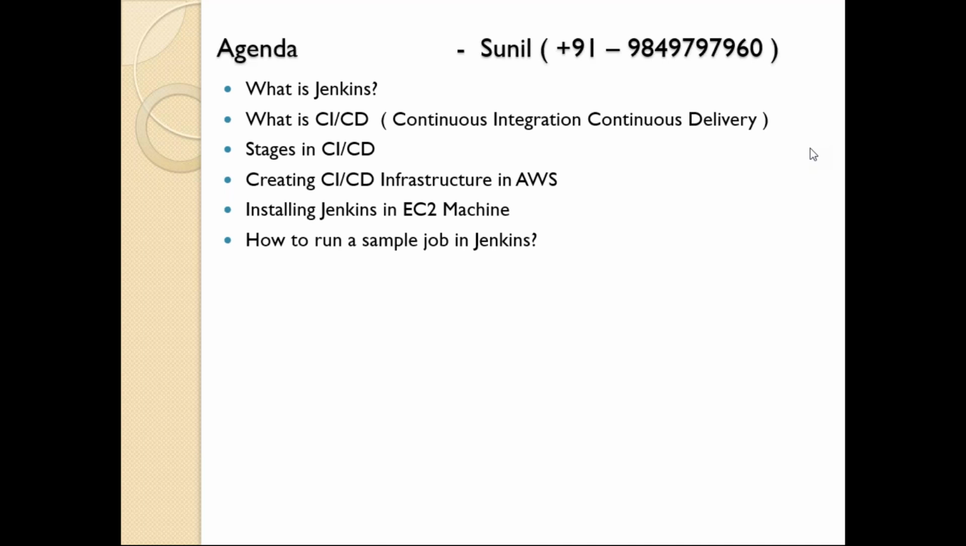So today we are starting a new tool of DevOps, which is very important, Jenkins. Okay, so this is the plan for today's session. Today we'll be learning what Jenkins is, what we mean by the terms continuous integration and continuous delivery, what the stages involved in the CI/CD process are, and creating a CI/CD infrastructure. Infrastructure is nothing but creating the EC2 machines required for the CI/CD process. Then, how to install Jenkins. We will manually install Jenkins.